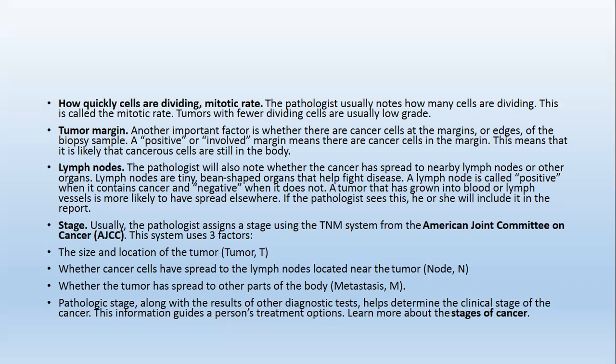Stage. Usually the pathologist assigns a stage using the TNM system of the American Joint Committee on Cancer. This system uses three factors: the size and the location of the tumor, which is T; whether cancer cells have spread to the lymph nodes located near the tumor, that is N; and whether the tumor has spread to other parts of the body, that is M. Now, the pathologic stage, along with the results of other diagnostic tests, helps determine the clinical stage of the cancer. This information guides a person's treatment options.